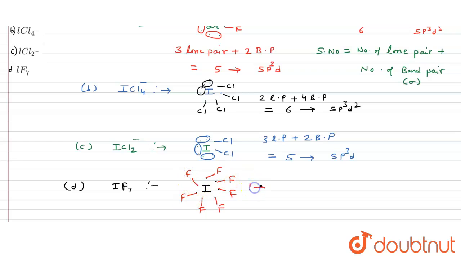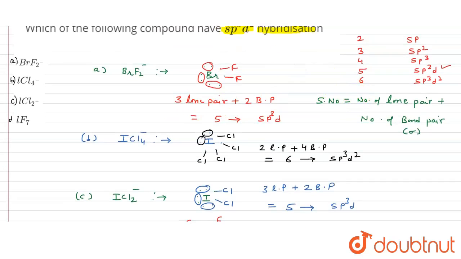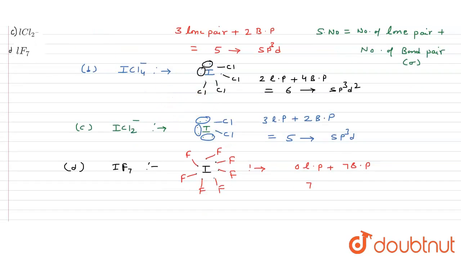Now in this particular compound there are 0 lone pair and 7 bond pair. So the steric number comes out to be 7. You can write one more point: if the steric number comes out to be 7, then the hybridization becomes sp3d3. So in this case the hybridization is sp3d3.